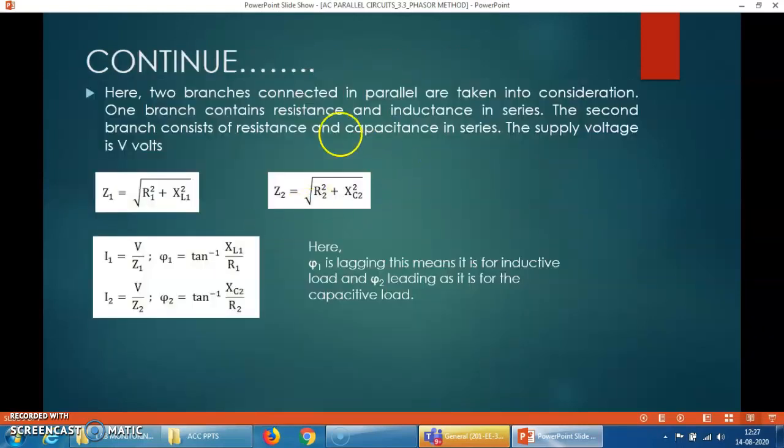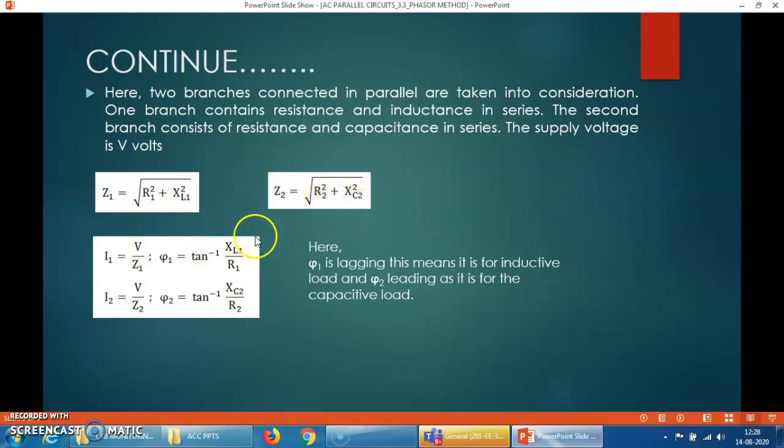Two branches connected in parallel are taken into consideration. The first branch contains a resistor and an inductor in series, so the impedance of the first branch, Z1, is equal to the root of R1 square plus XL1 square. In the same way, the second branch contains a resistor and a capacitor in series, so the impedance of the second branch, Z2, is equal to the root of R2 square plus XC2 square.